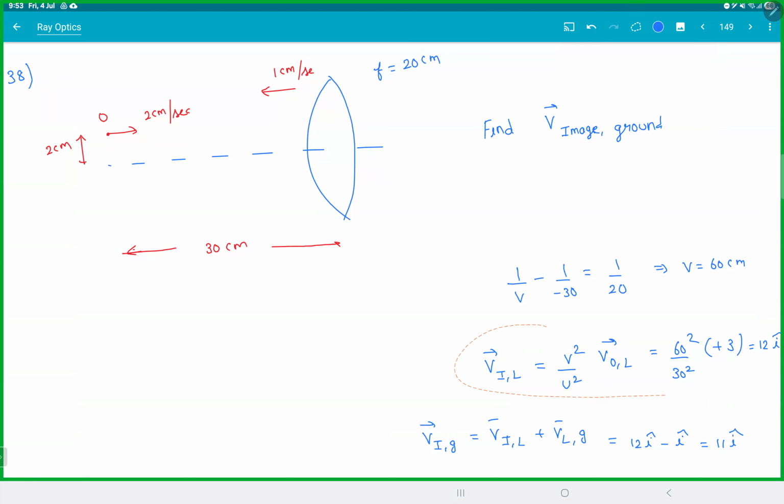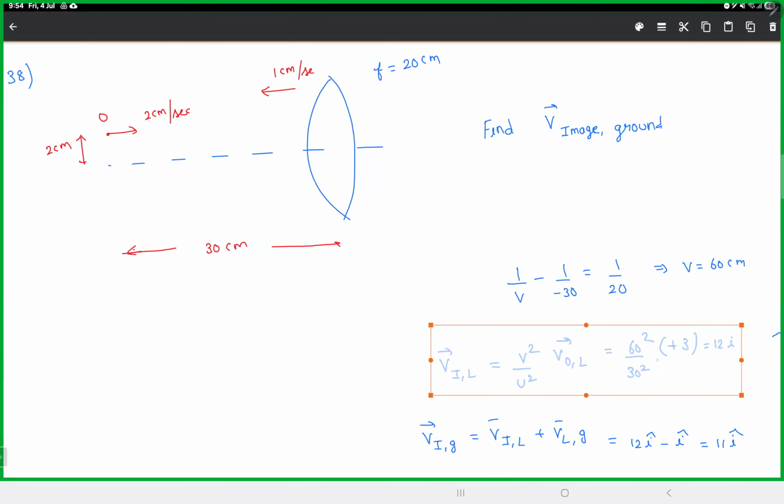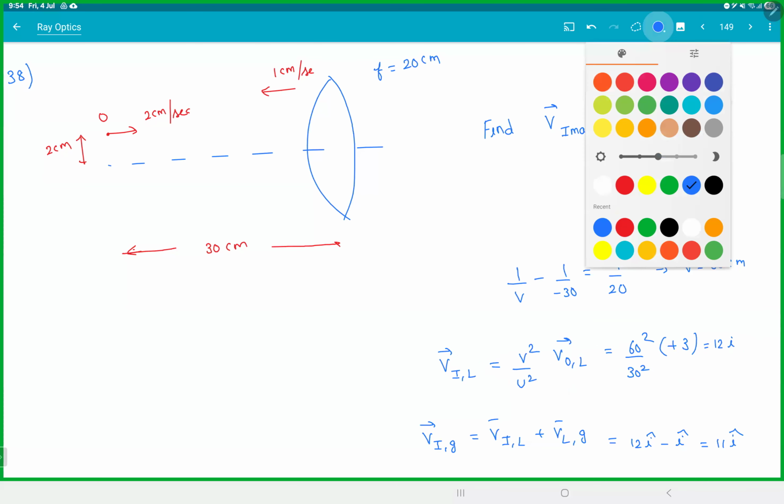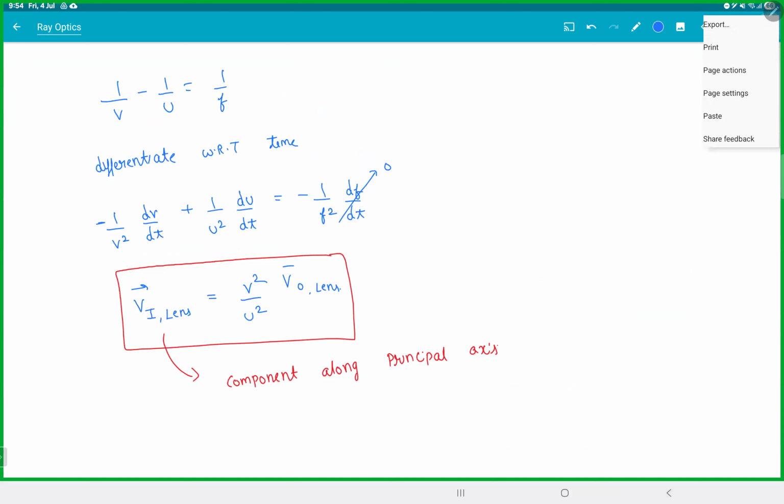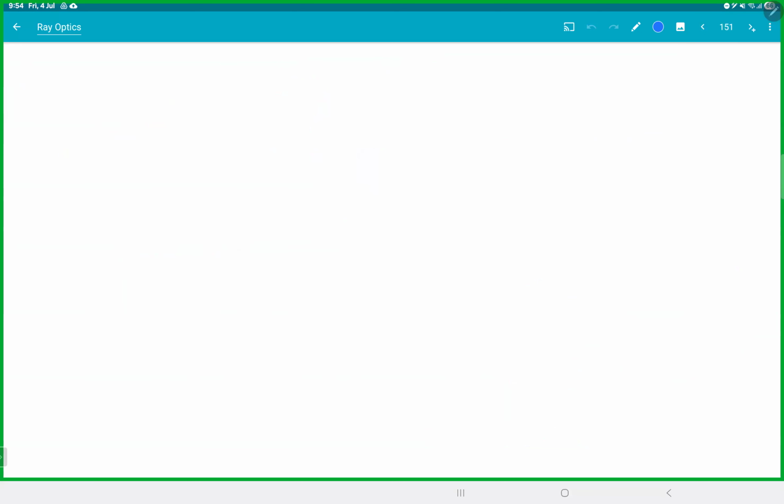This is not the full answer. This gives you only the horizontal component. How do we do that part? We use magnification formula. Magnification is v by u, which is nothing but height of the image by height of the object.